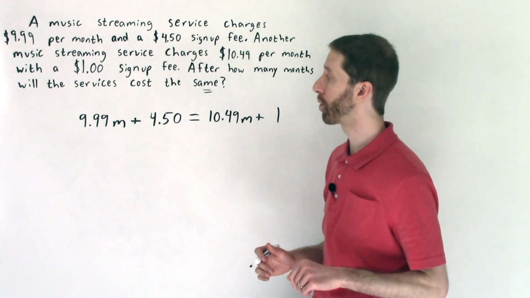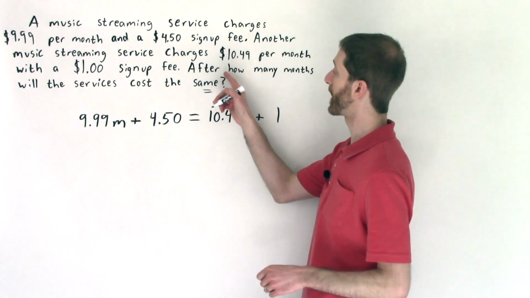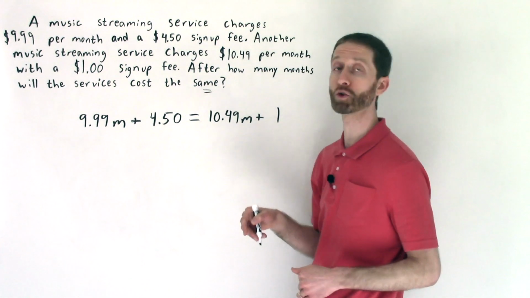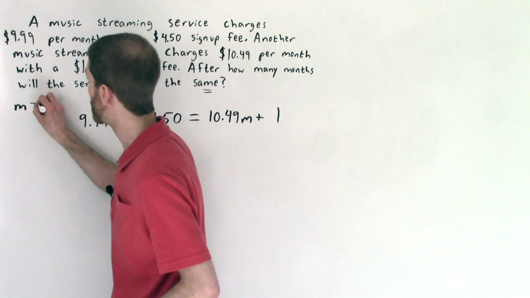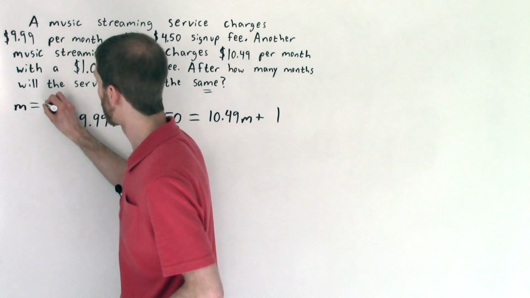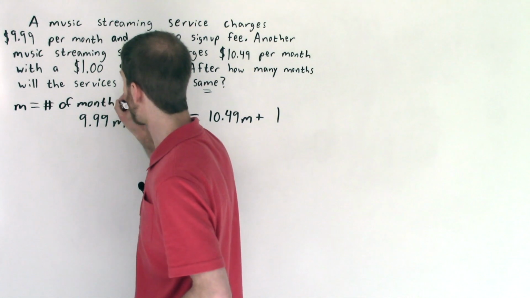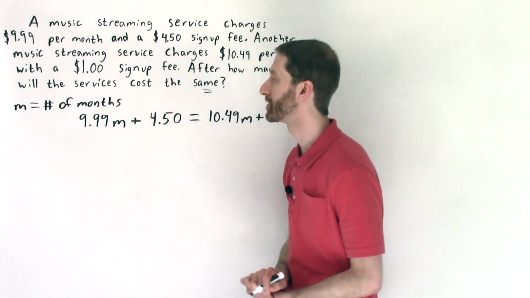Now, one thing that's very important is let's define what m stands for. So m is the number of months, and that's verified here in the question where it says after how many months will the services cost the same. So m is the thing we want to know. So m equals number of months. Some teachers will want you to actually write out the word number instead of the pound sign or the hashtag sign. Okay, so that's it.